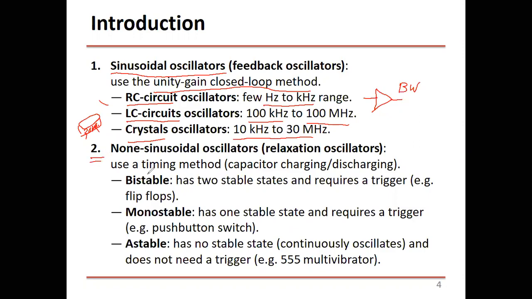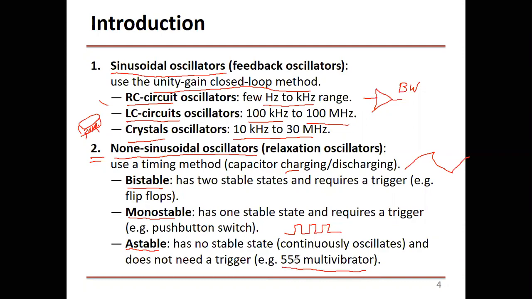The second category is the non-sinusoidal oscillators, and sometimes, as I mentioned, we call them relaxation oscillators. These types of oscillators use the timing method, a capacitor that is put in charging and discharging. So you charge it, discharge it, charge it, discharge it to create the output signal. And as I mentioned, they are classified further into bistable, where you have two states like the flip-flop; monostable, one state like the push-button switch; and astable, that has no stable state. It keeps oscillating between the two states forever.